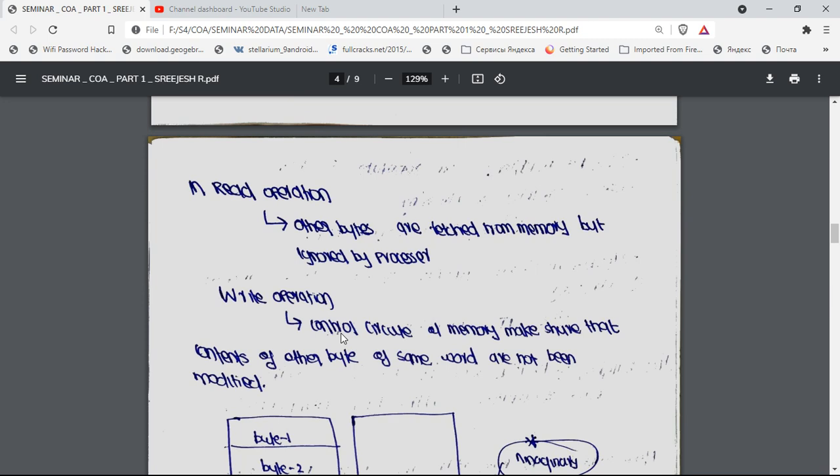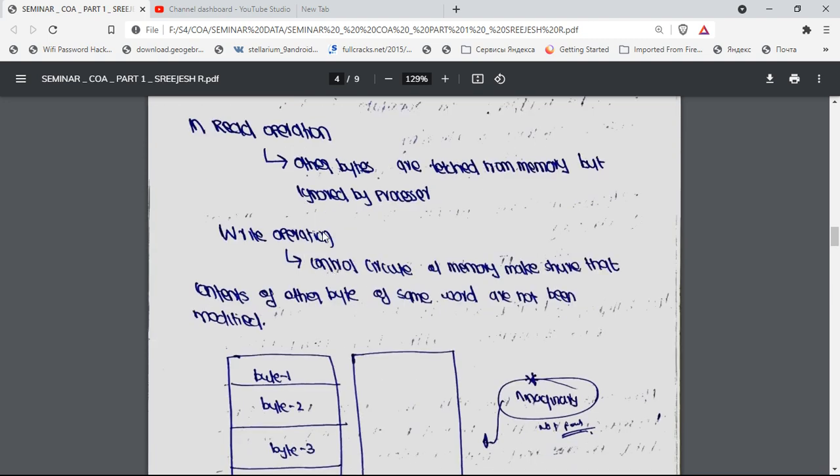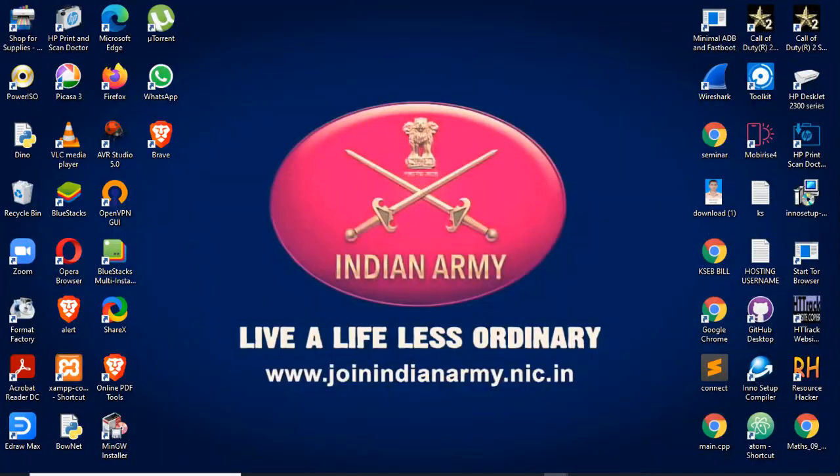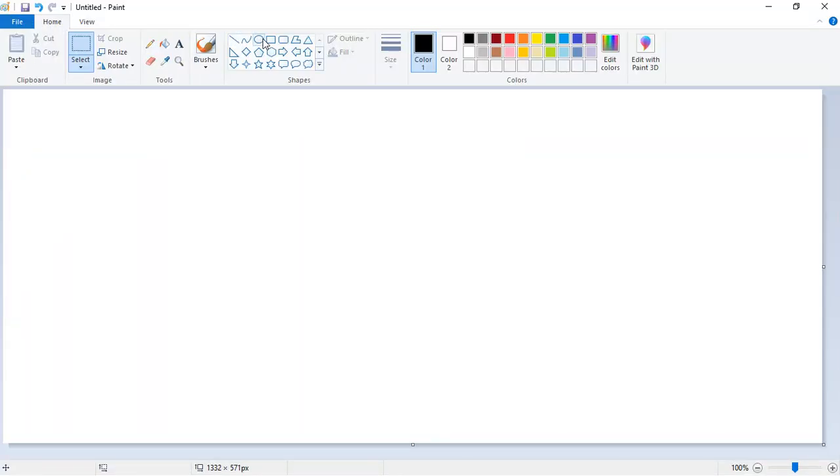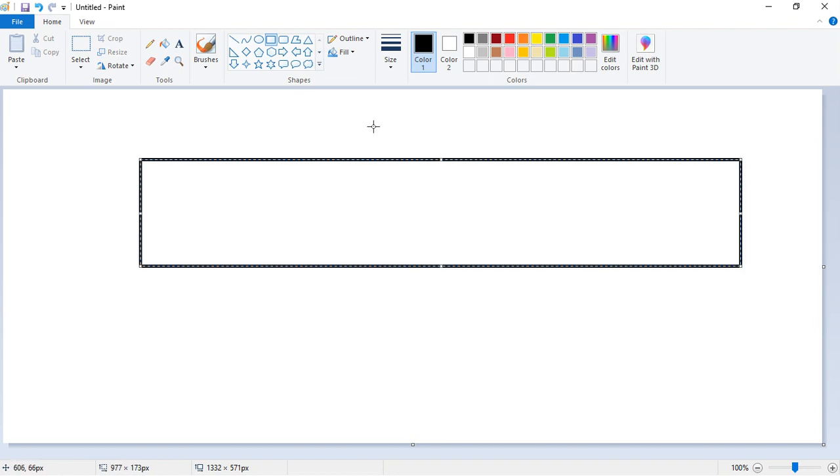In a write operation, there will be a control circuit, and the control circuit will make sure that only the content of that byte is changed. Suppose this is the word and I want to write on this byte, the control circuit will make sure that only the content of this byte is changed.